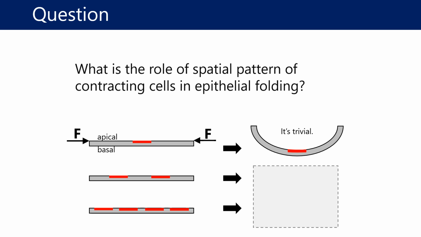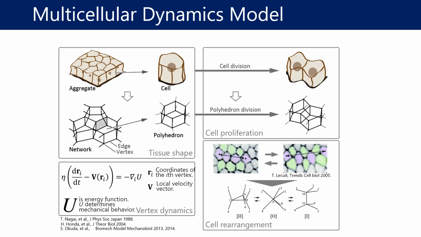However, if we have these patterns in a two-dimensional sheet, what kind of three-dimensional shape can emerge from such patterns? To address this, we employ computational simulations to set the spatial pattern freely and investigate the role of the spatial pattern of contracting cells in epithelial folding.